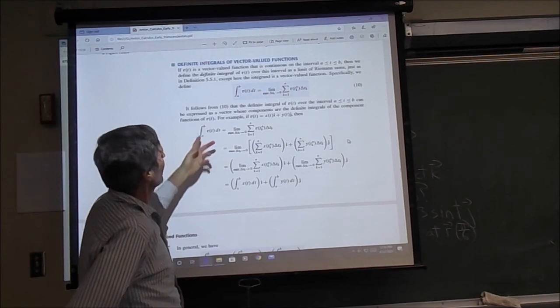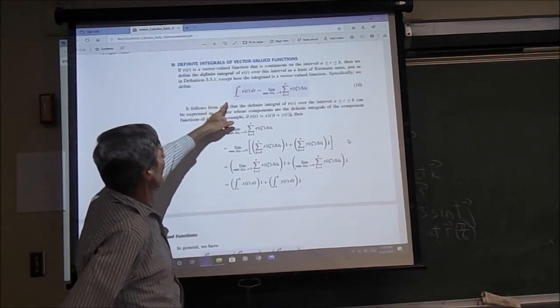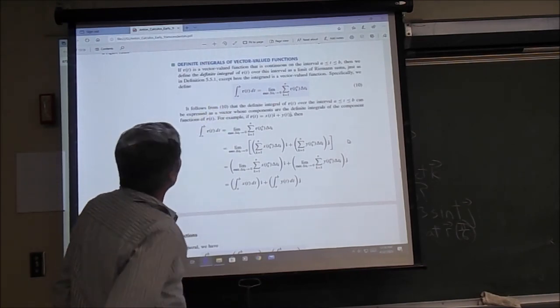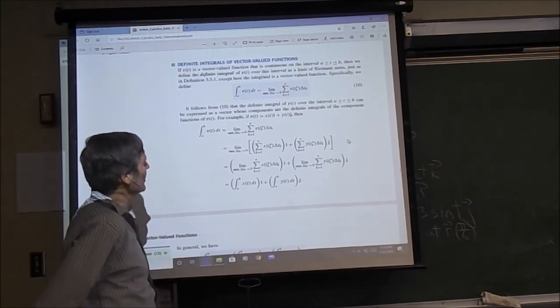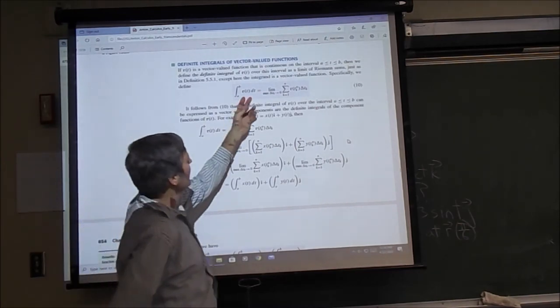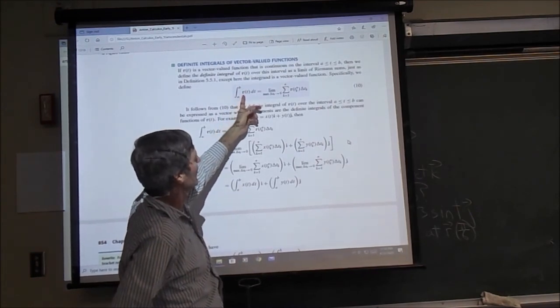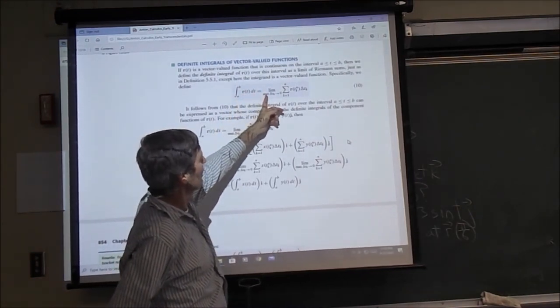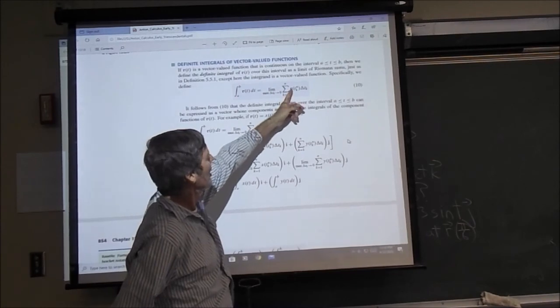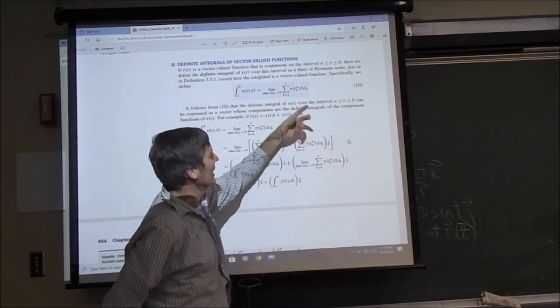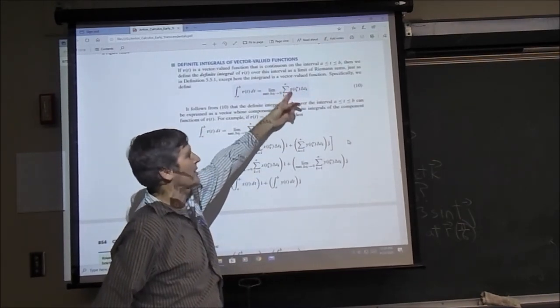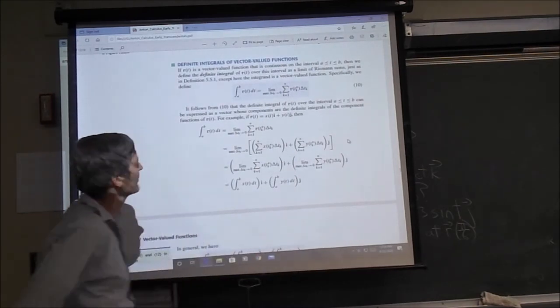So the next topic is definite integrals of vector valued functions. We make a completely analogous definition: the definite integral from a to b of r of t, a vector valued function, is the limit of the sum of r of tk star times delta tk. Same kind of definition, except now this is a vector valued function instead of a scalar function.